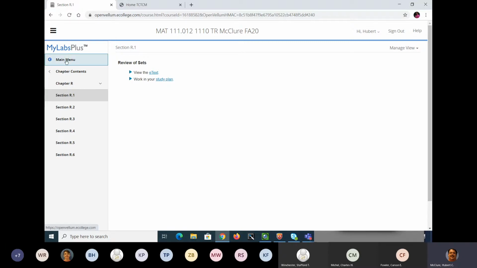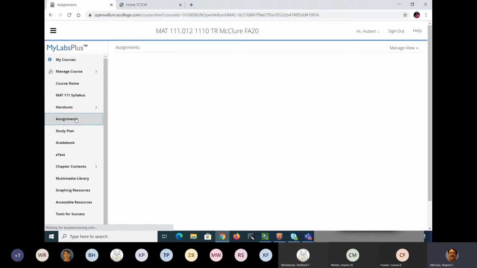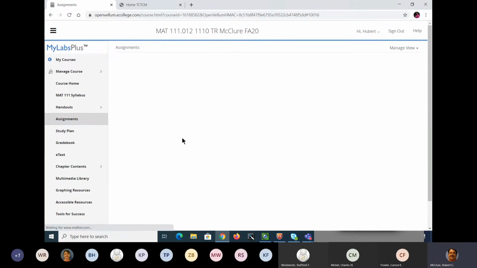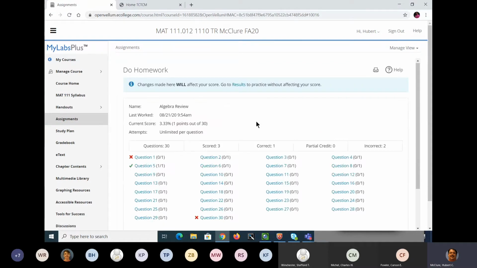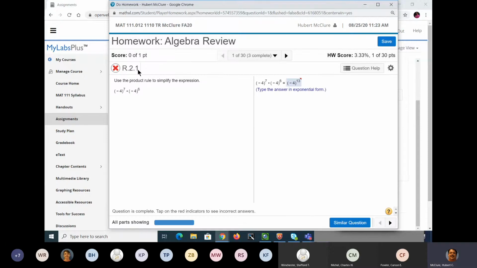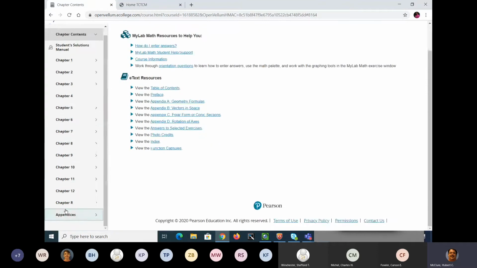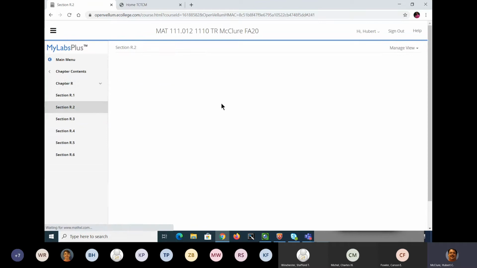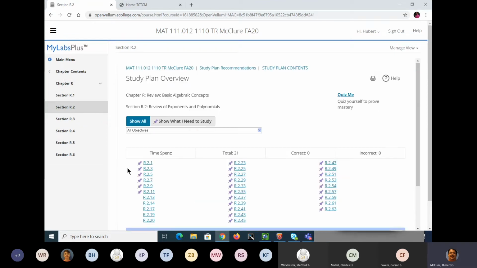Well, you go back to the main menu and go down to assignments and you go to algebra review. Now each one of these questions right here, when you click on it, comes from those review sections. See that R2.1? That R2.1 says if you go to chapter contents and you go to review 2 and then go to question 1 on the study plan, it will look just like that question.